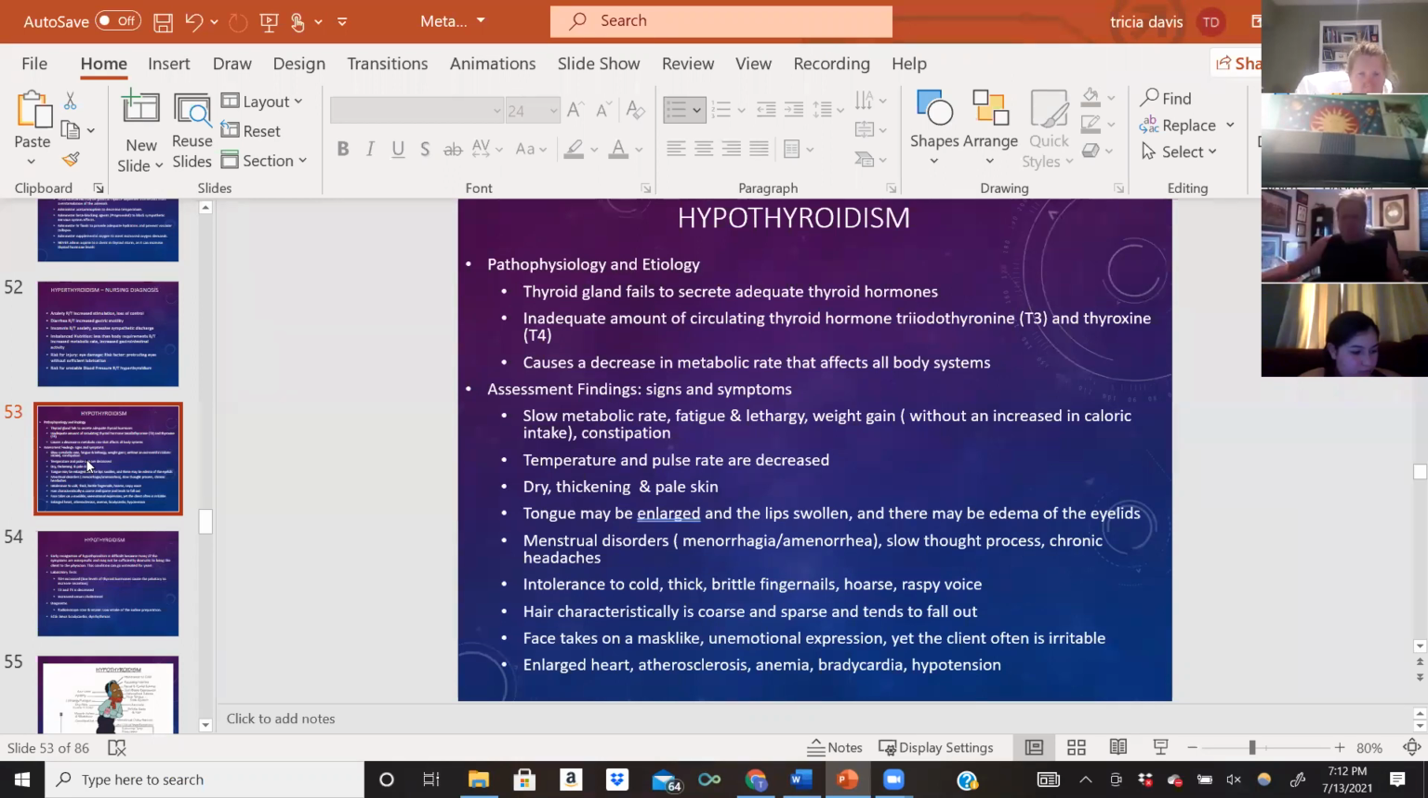Our temperature and our pulse are going to be decreased. We're going to have very dry, thickened, pale skin. Sometimes these patients' tongue becomes enlarged, their lips get swollen. They could even have periorbital edema, which is edema of the eyelids. In women, we might see menstrual disorders.